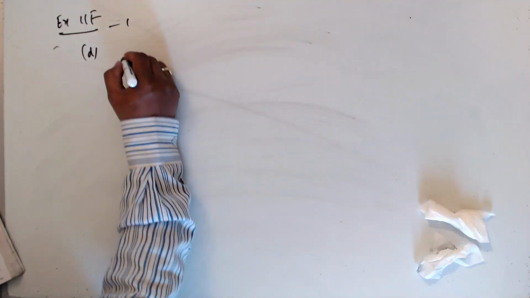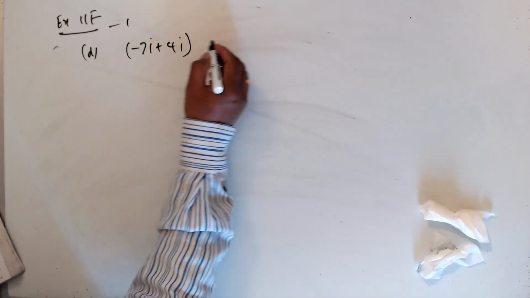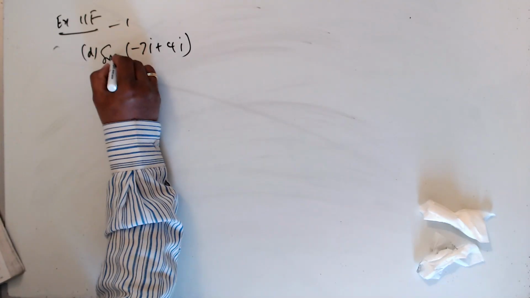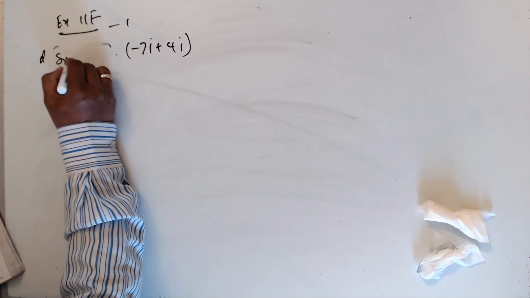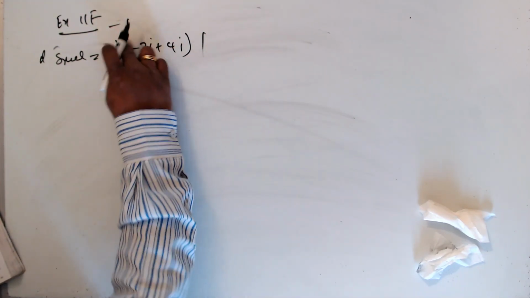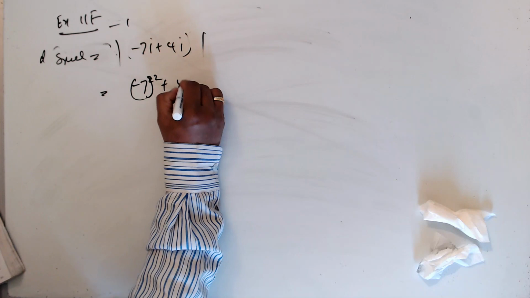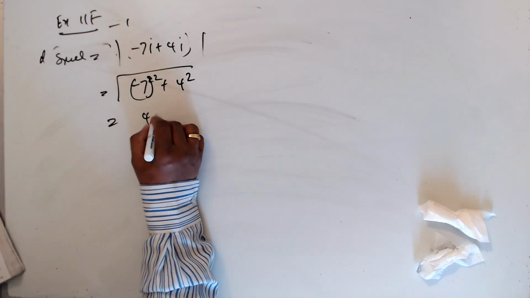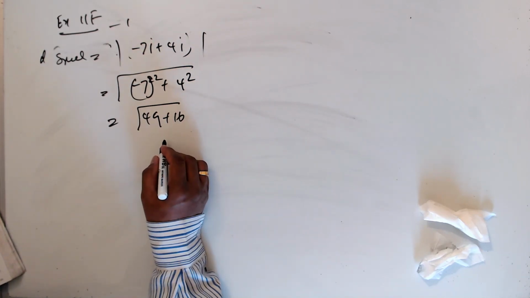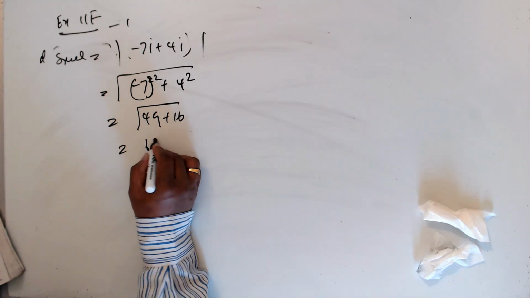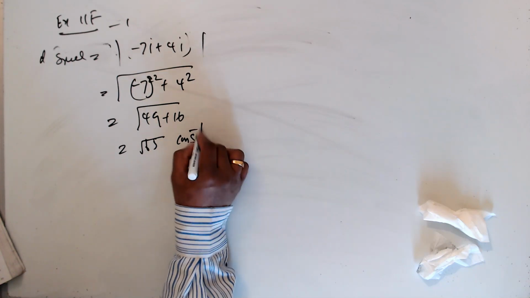D is minus 7i plus 4j, that is the speed, the mod value of this value. The square root of minus 7 square plus 4 square, 49 plus 16, that is square root 65 cms minus 1.